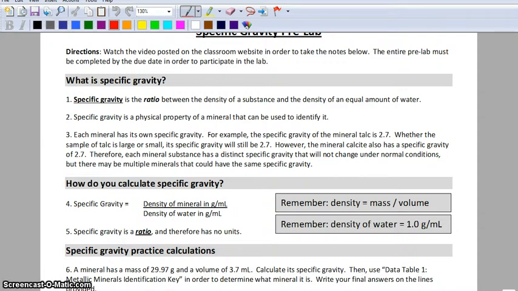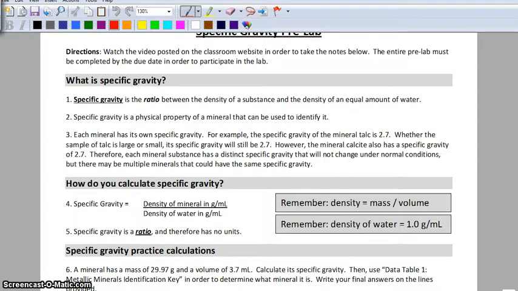Each mineral has its own specific gravity. For example, the specific gravity of the mineral talc, remember that was that mineral with the hardness of 1 that can kind of crumble in your hand, is 2.7. Whether the sample of talc is large or small, its specific gravity will still be 2.7. However, the mineral calcite also has a specific gravity of 2.7. Therefore, each mineral substance has a distinct specific gravity that will not change under normal conditions, but there may be multiple minerals that could have the same specific gravity.